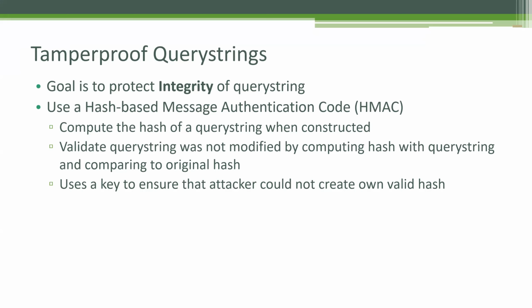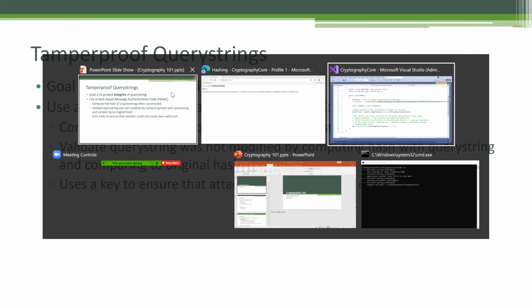So I want to be able to ensure the integrity of that query string. In other words, I want to make sure when the server handed it to the client and the client comes back, that they haven't been changing the URL. So that's the example we're going to look at with hashing here.